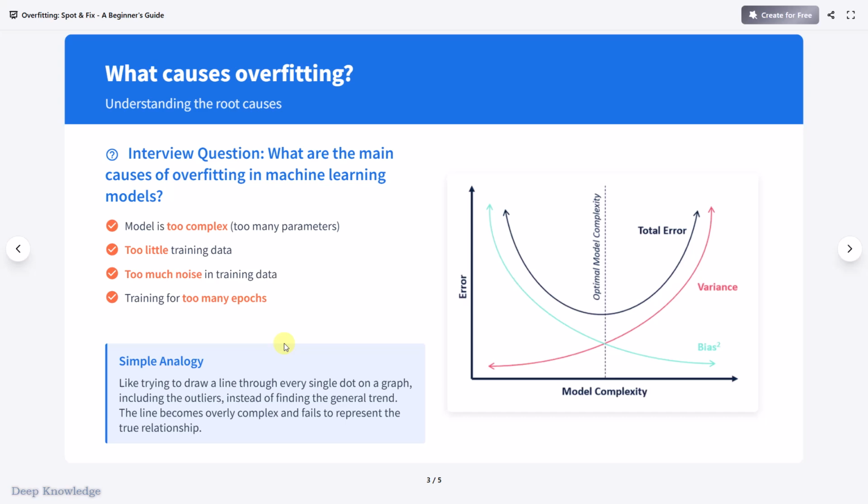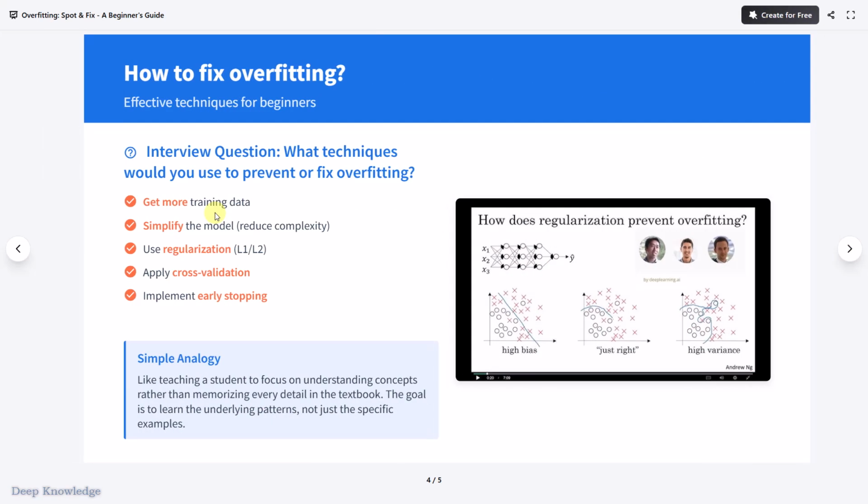And the training also has many epochs. If you train your model for many epochs, it will try to memorize the training data, and so you need to stop the training. You can see we have already discussed this last time. This is the bias, this is the variance, this is the total error, and here is the optimal point. We already discussed this last time.